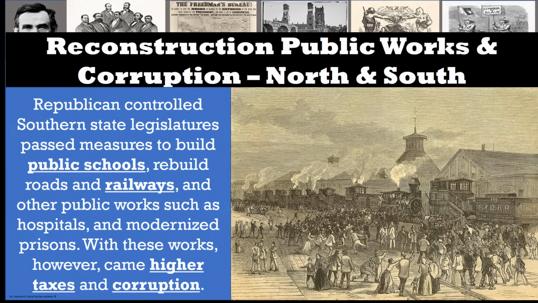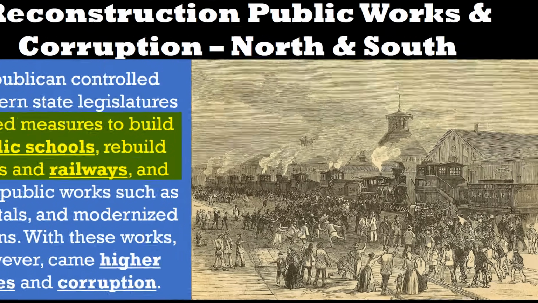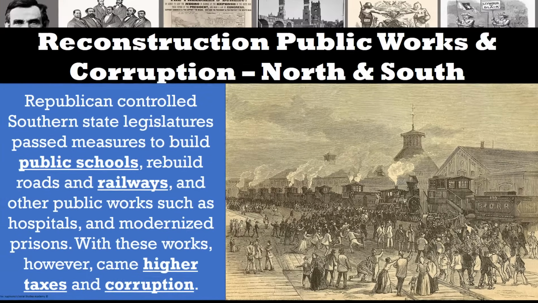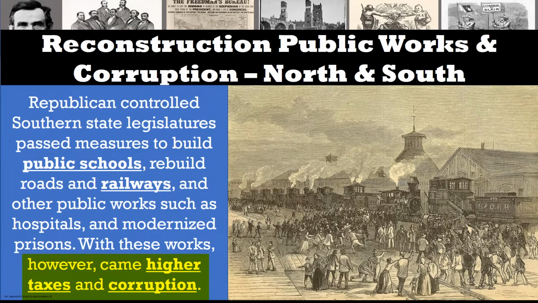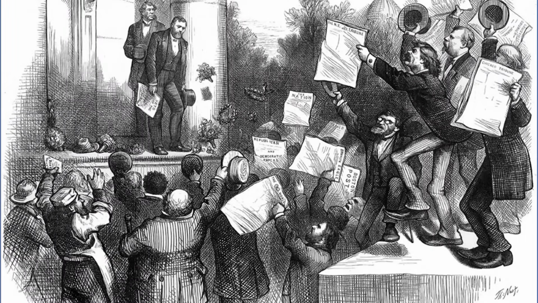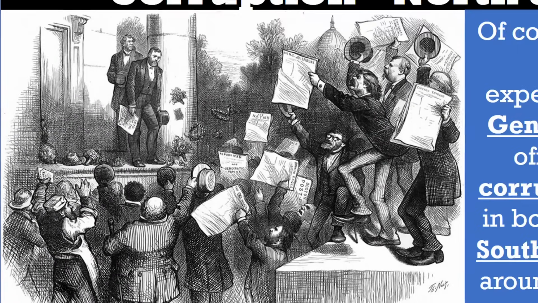Republican-controlled Southern state legislatures passed measures to build public schools, rebuild roads and railways, and other public works such as hospitals and prisons. With these works, however, came higher taxes and corruption, and would eventually help lead to their opposition. Of course, it wasn't just the South that was experiencing corruption. General Grant's term in office was filled with corruption scandals, and in both the North and the South, these often revolved around the construction of railroads.